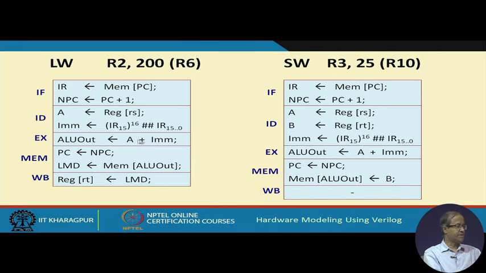This ALU out is A plus IMM, the same way you compute the address, and here B contains this R3. So, B will actually get stored in the memory, with R10 as A and R3 as B. So, when you say store, this B will get stored into the memory, right, and this store operation is complete within MEM. So, in WB you do not have anything to do. So, this is a gap.